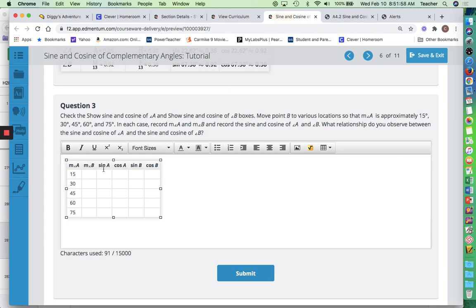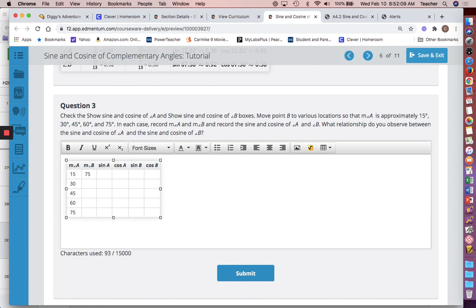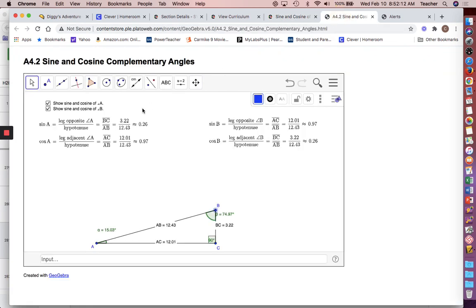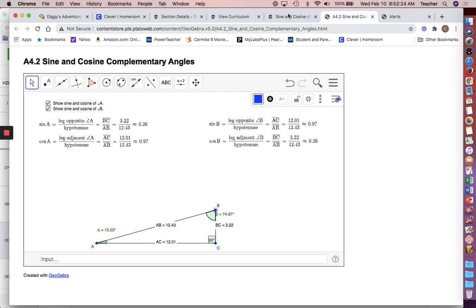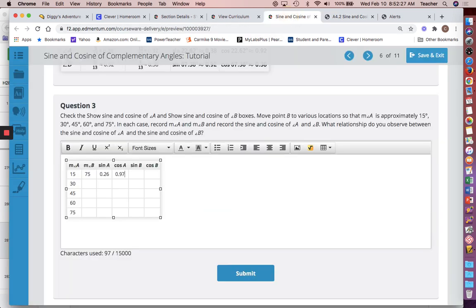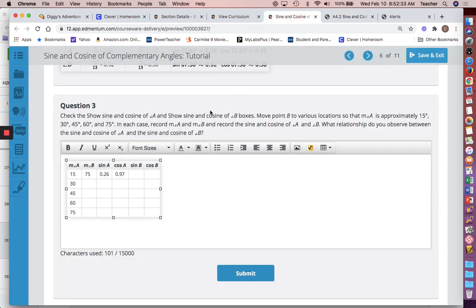Okay, so what have I got to get first? Angle B's measure. If this is 15, this is approximately 75 degrees. So I'm going to put 75. All right, so I need sine of A, which is 0.26. Cosine of A, 0.97. Sine of B over here, 0.97. And remember, I told you they switched, so it's going to be 0.26.